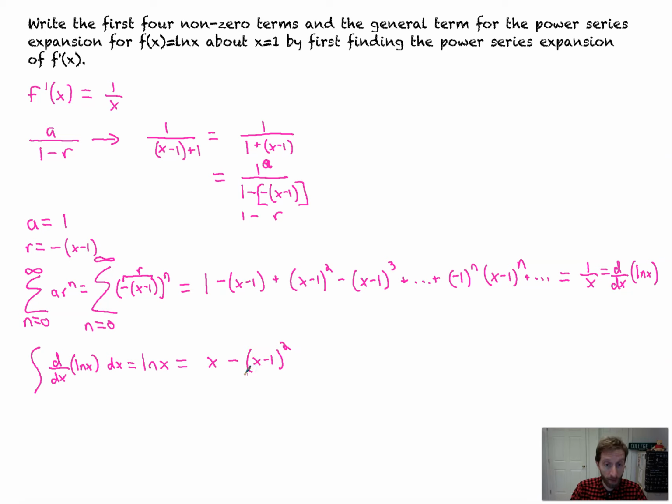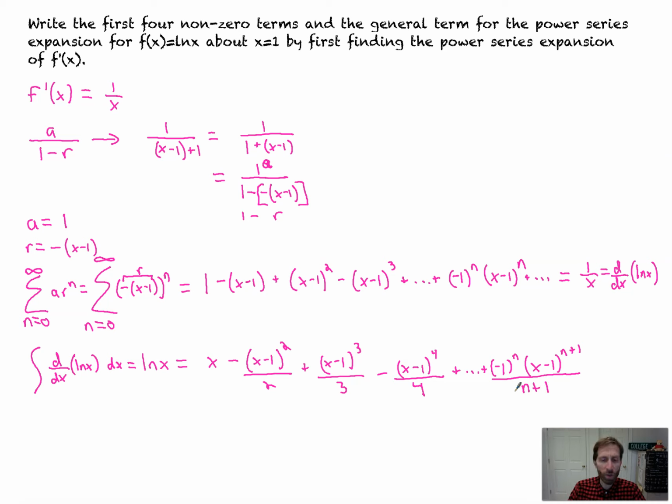So we integrate this, it's going to be x, more on that in a second, minus x minus 1 squared all over 2, plus x minus 1 cubed all over 3, minus x minus 1 to the 4th all over 4, sweet. And that's your first 4 non-zero terms, plus dot, dot, dot, plus negative 1 to the n, x minus 1 to the n plus 1, all over n plus 1. And that starts at n equals 0.